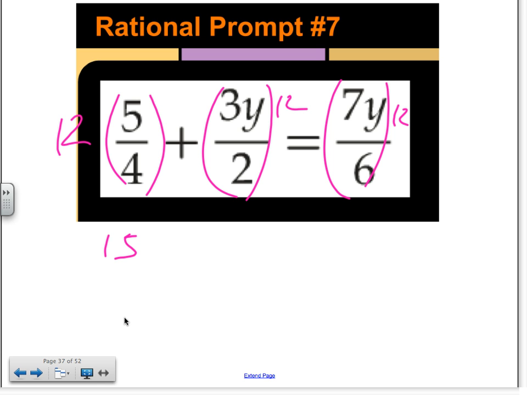Over here, what do you get? 6 divided by 3... You're not dividing. You already cancelled. That means you already divided. What's the last step after you divide? You multiply, right? So what do you have? 18y. Do you know how I got 18y? Yeah, 12 divided by 2 is 6, 6 times 3y is 18y. Over here, 12 divided by 6 is 2, 2 times 7y is 14y.